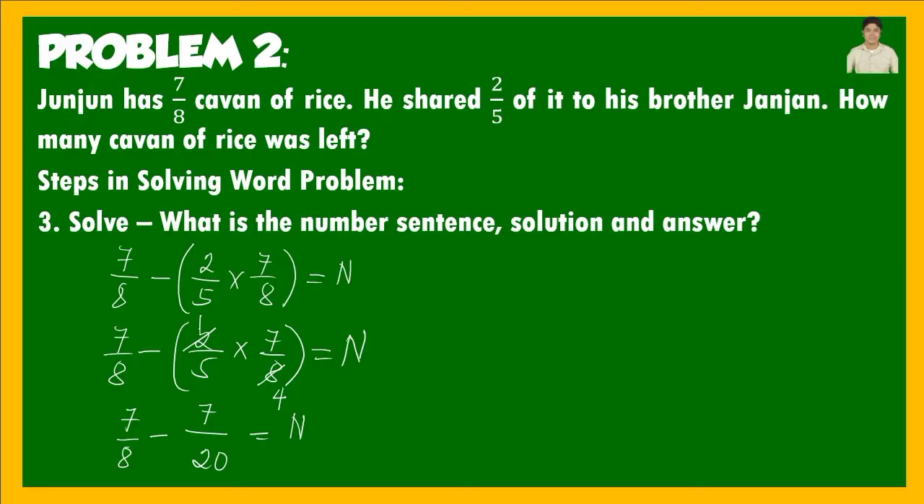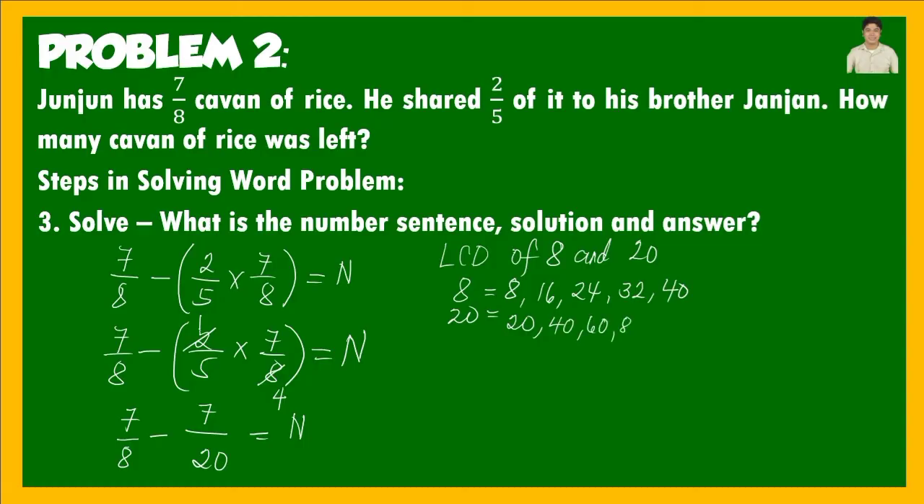So, LCD of 8 and 20. So, LCM. Okay. So, lista natin yung multiples ng 8 and 20. So, 8, 16, 24, 32, 40. So, for 20 naman, we have 20, 40, 60, 80, 100. So, dun pa lang po sa second na multiple ng 20, nakita na po natin na LCM is 40.